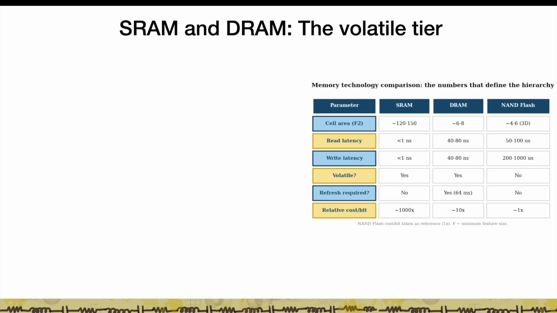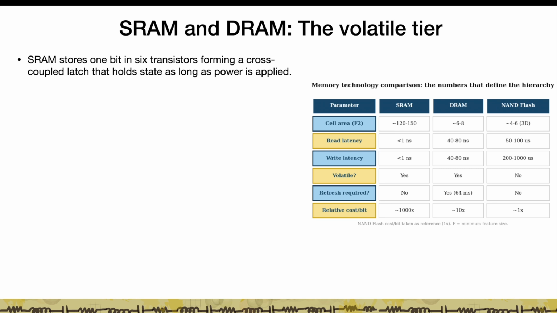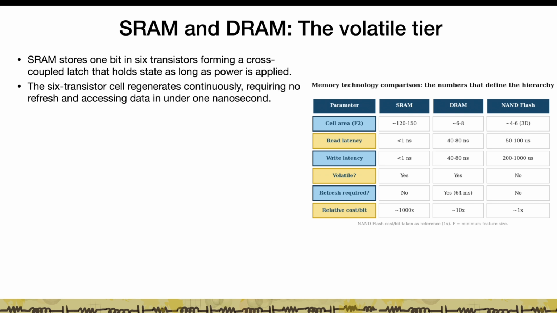So, the reason your processor has an L1 cache, an L2 cache, and an L3 cache, rather than just one large fast memory, comes down to a single number. A modern SRAM cell occupies roughly 120 to 150 square microns per bit in advanced nodes, while a DRAM cell occupies 6 to 8. That's a 20 to 1 area difference, and area on a silicon die is money.